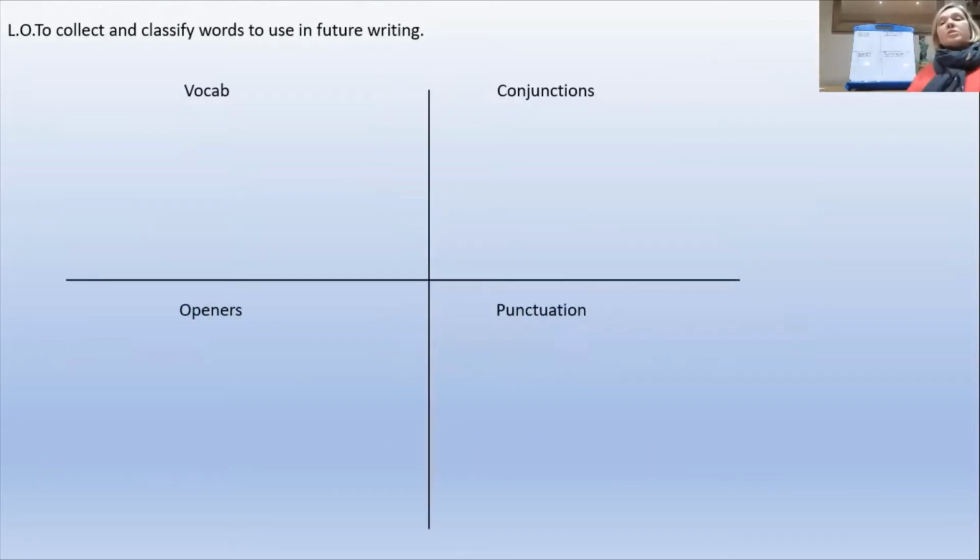And what I want you to do is get a piece of paper, and you are going to split your page into four different areas, four different parts. We're actually splitting it into quarters, aren't we? Because we're splitting it into four. So I want you to get a piece of paper and you're going to have four headings. You're going to have vocab, conjunctions, openers, and punctuation.